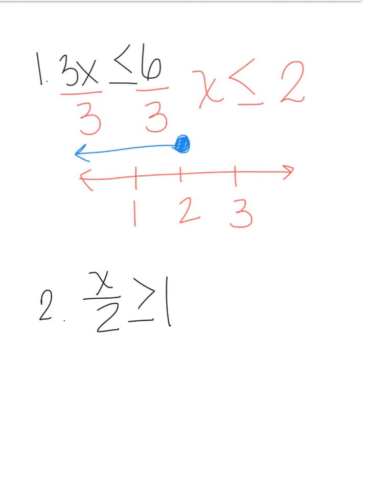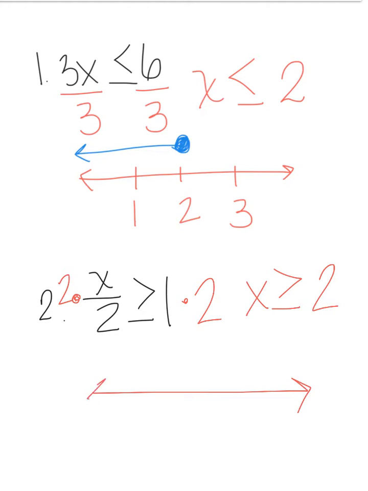So let's try this one now. I have x over 2 is greater than or equal to 1. Here I see division. The inverse of division is multiplication. So I am going to multiply by 2 over 1, or just 2. So I get x is greater than or equal to 2. Again, I'm going to make my number line, 3 points on my number line. I am again going to use a filled in circle. This time I'm shading to the right.